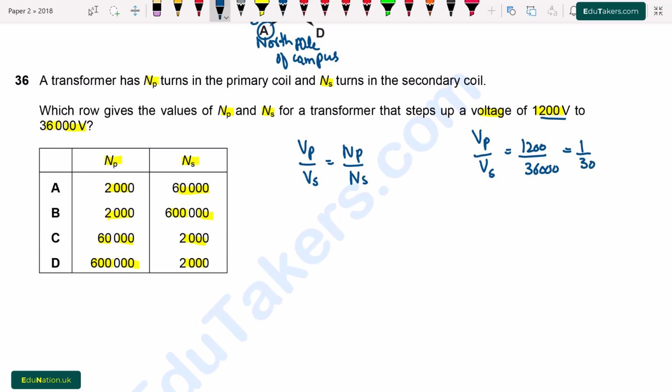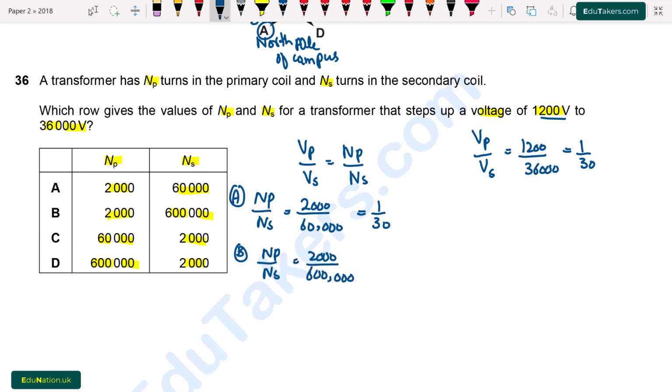Next, I find out the number of turns ratio for the given options. I consider A and find out Np over Ns. For option A, here will be 2000 divided by 60,000, which is equal to 1 over 30. For option B, Np over Ns will be equal to 2000 divided by 600,000. So it will be 1 over 300.